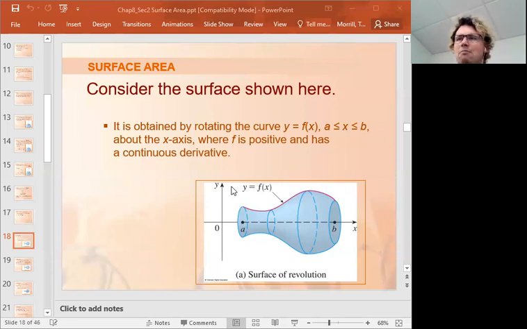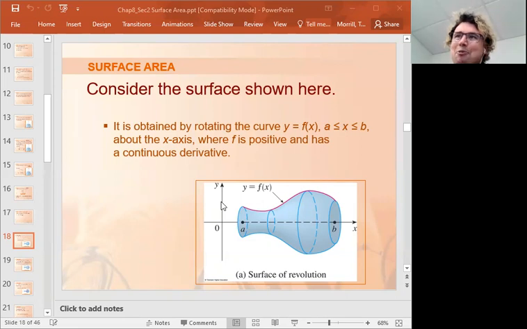Now, there are other questions we could answer here using integrals. For example, what's the surface area of this shape? How much paint would it take to paint something like this? If I was trying to design an object out of plastic and I wanted to minimize how much I need to create the walls of this vessel, how could I actually calculate that surface area?